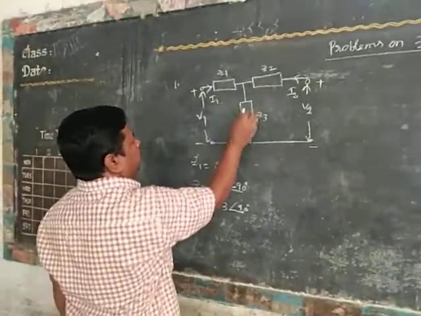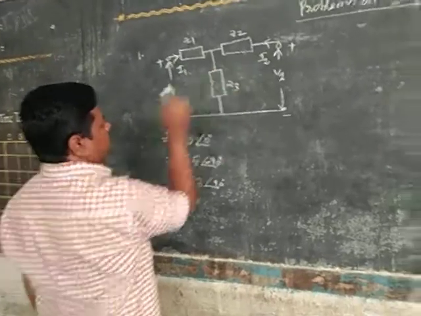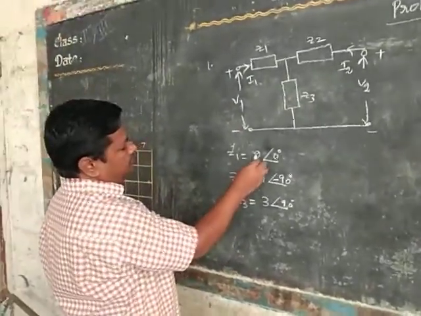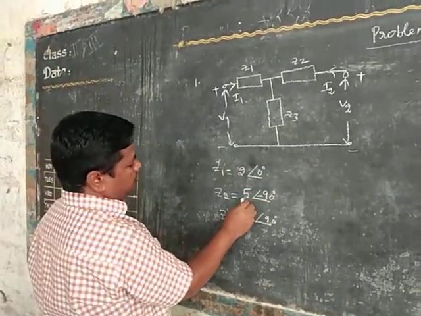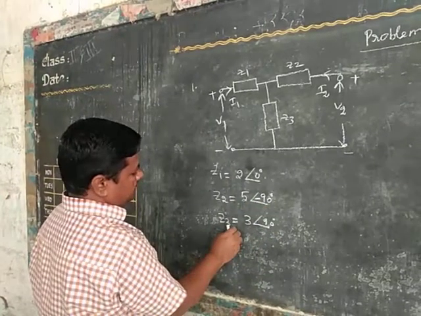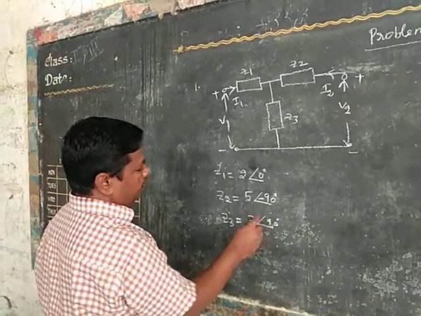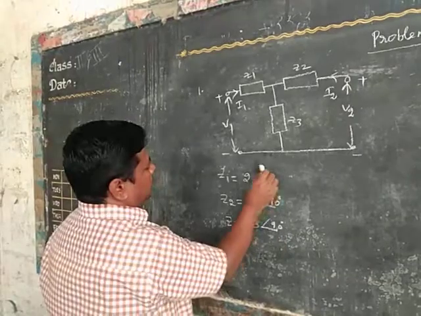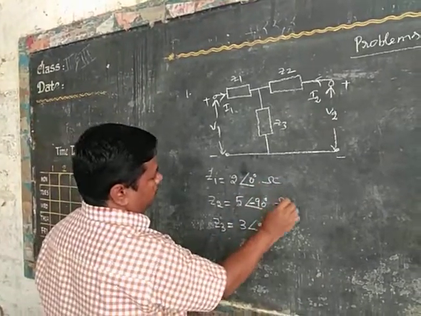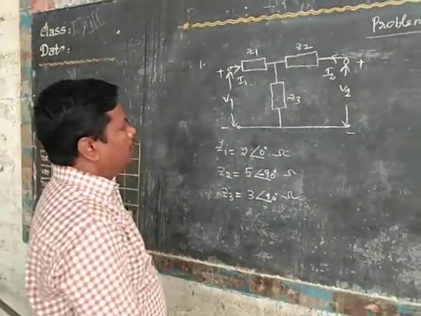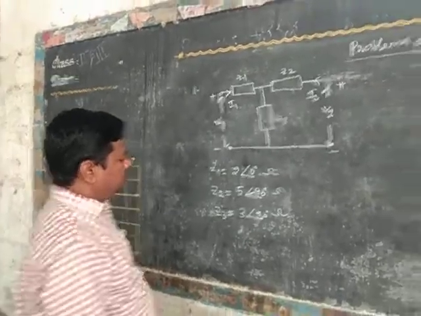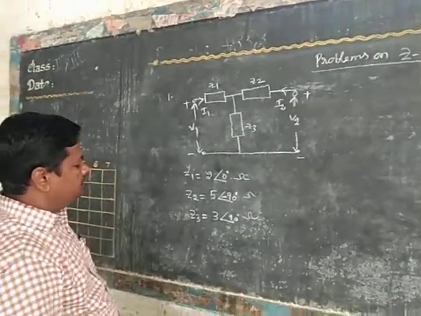These three are the impedances Z1, Z2, Z3. Z1 value is 2 angle 0, Z2 is 5 angle minus 90 degrees, and Z3 is 3 angle 90 degrees. These are the given impedances in polar form. Now find Z11, Z12, Z21 and Z22.